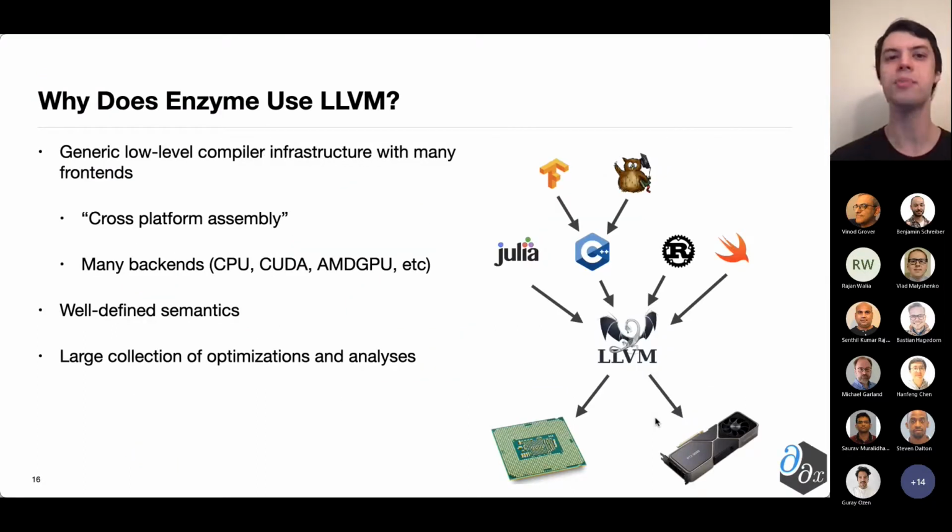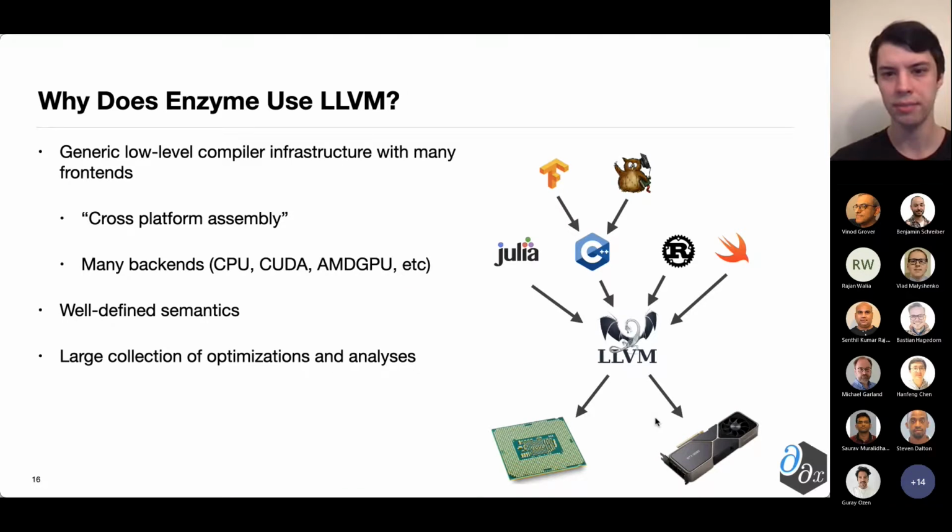So you might ask why we specifically chose to do this on the LLVM level, and there are a couple of key benefits that this provides us. Specifically, as a generic low-level compiler infrastructure, it has a variety of front ends, and at this point, most of the languages, be it C, Rust, Fortran, Swift, Julia, all go down to LLVM at one point.